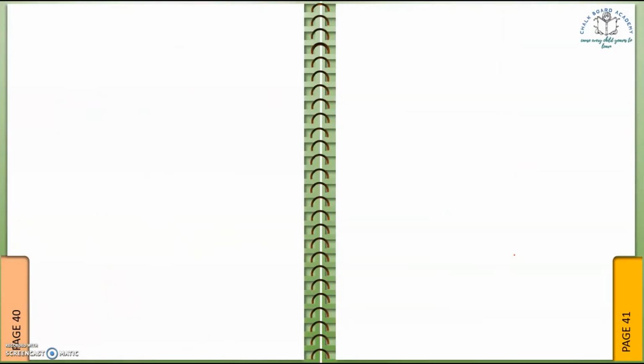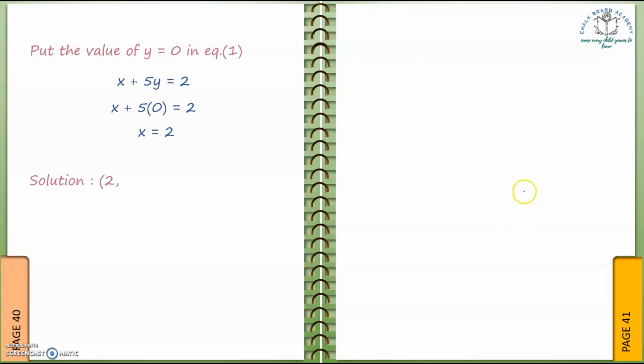Now we got the answer for y. Now we have to put the value of y in any of the equations. We can take any equation, so here I am taking equation 1. After putting the value of y in equation 1, x plus 5y is equal to 2, and 5y became 0, so x is equal to 2. Now we got the solution. We can write it in this form, where the first part is x and the second one is y. So this was the elimination method.